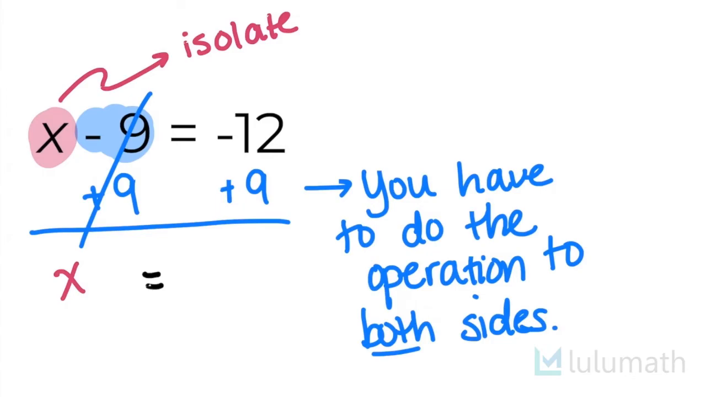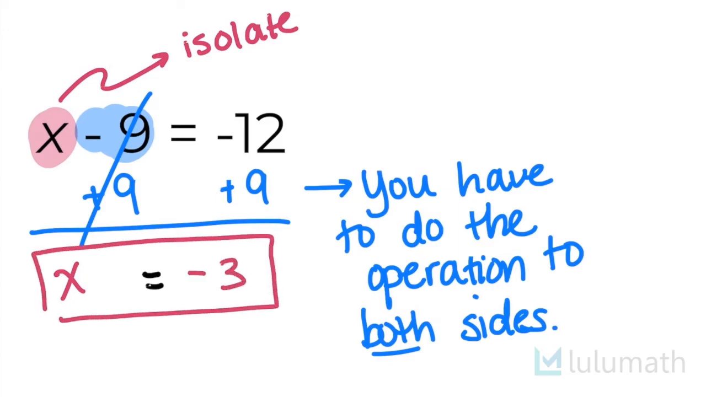And really quickly, one last thing I want to say about that as well is that we can make sure that we're solving this equation correctly by making sure that these really do add up to give us 0. So always ask yourself that question. And negative 12 plus 9 is equal to negative 3. So that means that our solution is x equals negative 3.